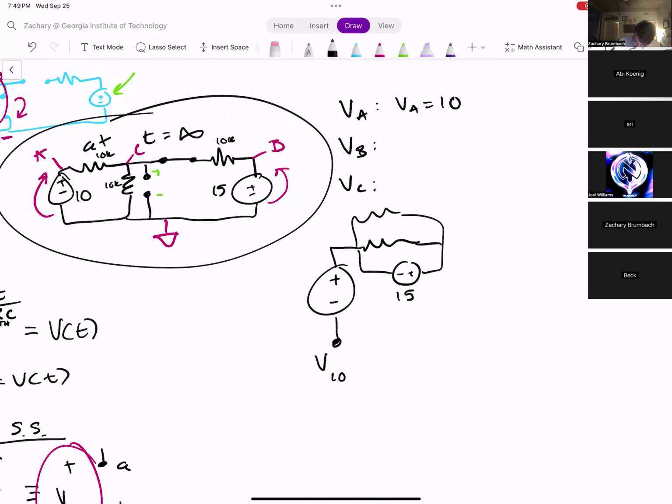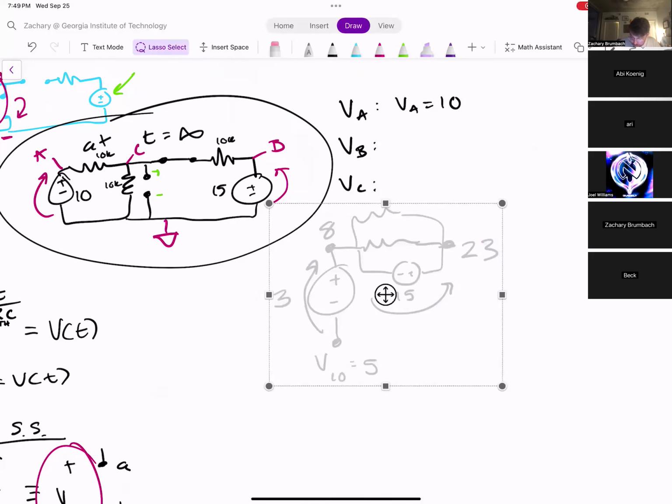So we'll say this is 5 volts. This is a 3 volt source. So the voltage here is going to be 8 because we add, and the voltage here is going to be 23 because we're just adding 15. Okay. So that is a more general example just to talk about how these things sort of work.